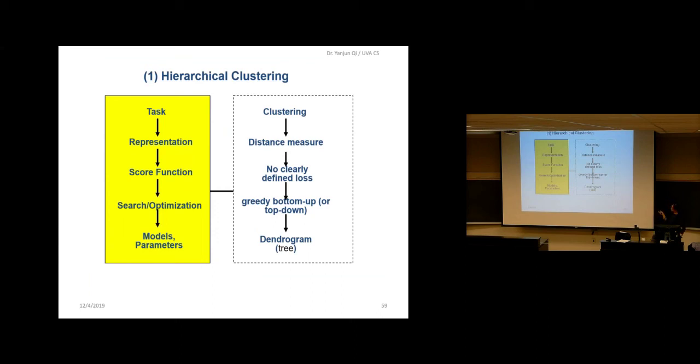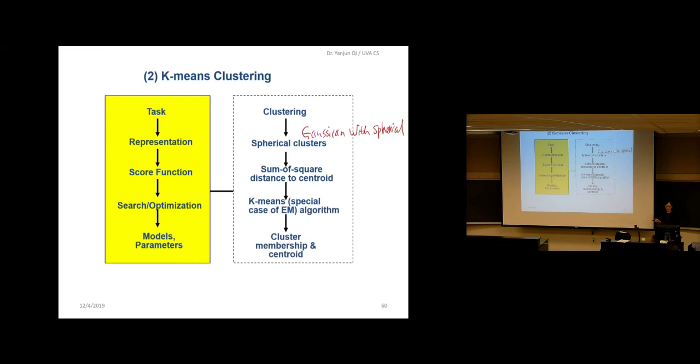Hierarchical clustering uses a distance measure, and there's no clearly defined loss function. It uses greedy bottom-up or greedy top-down search, and the model is a dendrogram. And then k-means is really just assuming circular or spherical clusters. We use the sum of squared distances to the centroid as the loss function, and the search is the iterative k-means method. The output of the model is the cluster membership and the cluster centroids.